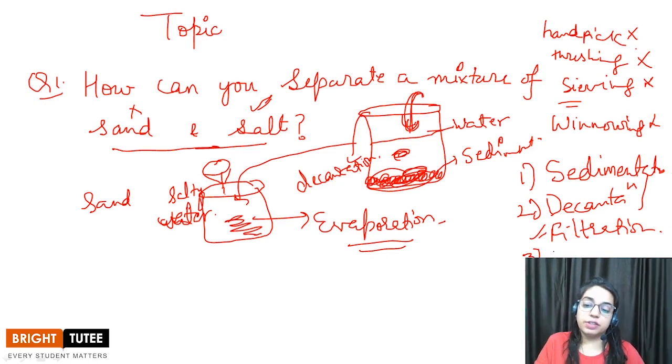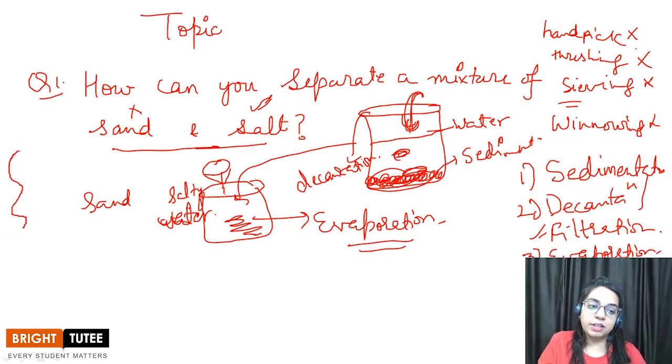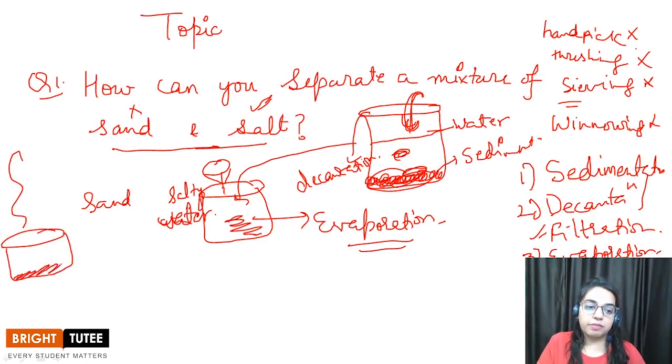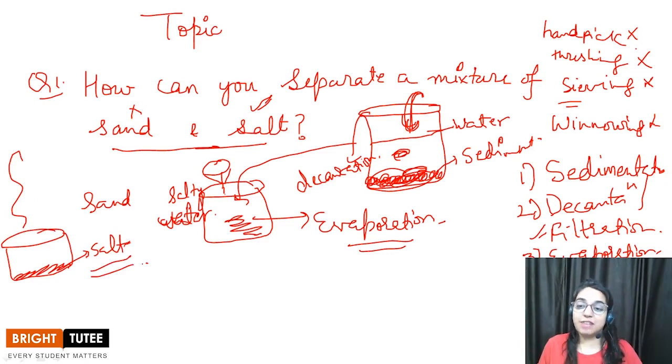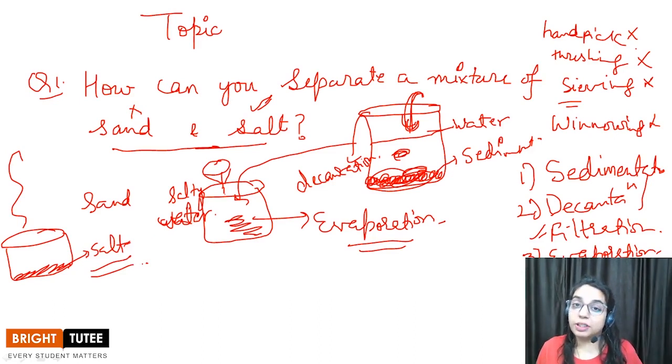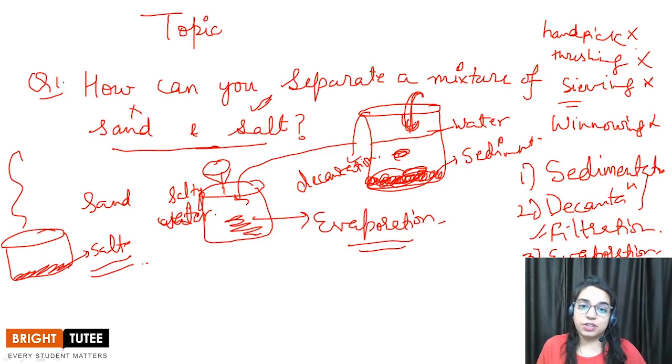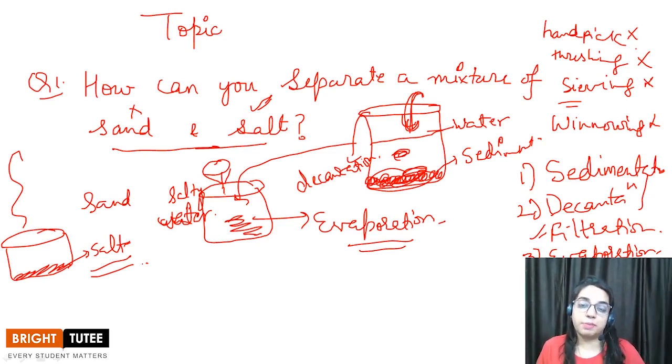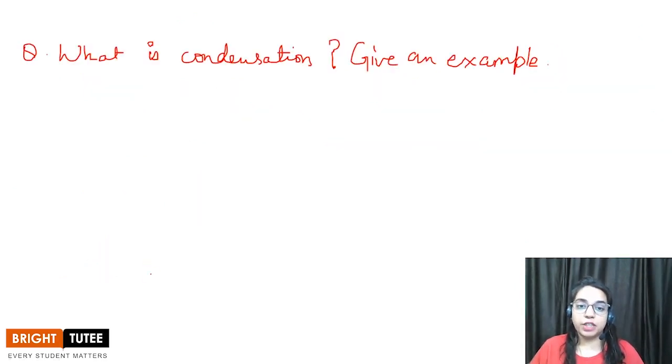After this, children, we did evaporation in order to obtain the dissolved salt from the water. The water will be evaporated, whereas the beaker will be left behind with salt. So this is the complete process. You can see we have used more than one method of separation. We have used four methods of separation in the same activity, right? So children, in this way you can learn how to use more than one method of separation. Okay, let's move to the next question.